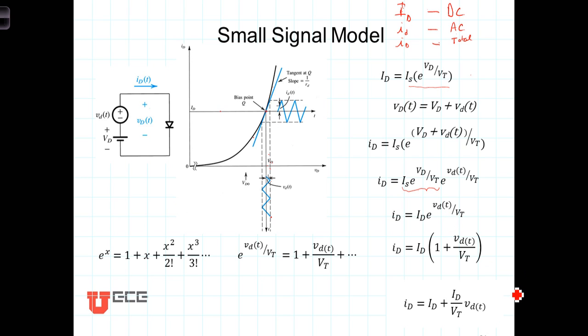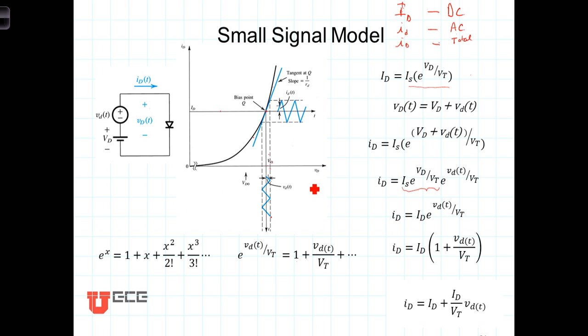Now here's where the magic of this derivation comes from. Recall the Taylor series expansion for the exponential function e to the x. It's equal to 1 plus x plus x squared over 2 factorial and so on. We have e to the v sub d over V sub T, so we're going to expand that. E to that exponent can be written in its expanded form, an infinite series, as 1 plus this raised to the first power plus this term squared over 2 factorial plus so on for an infinite number of terms.